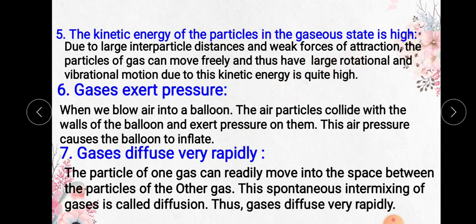And a sixth point, gases exert pressure. When we blow air into a balloon, the air particles collide with the walls of the balloon and exert pressure on them. This air pressure causes the balloon to inflate. Even when we take air inside our body, the air fills our lungs, and the alveoli get expanded.